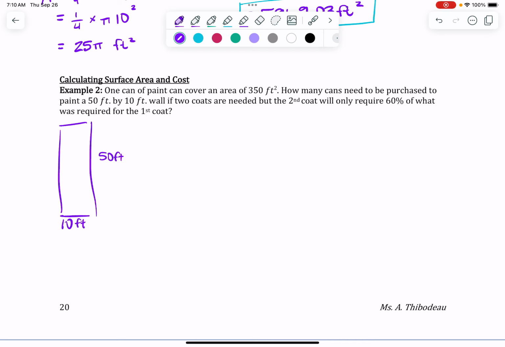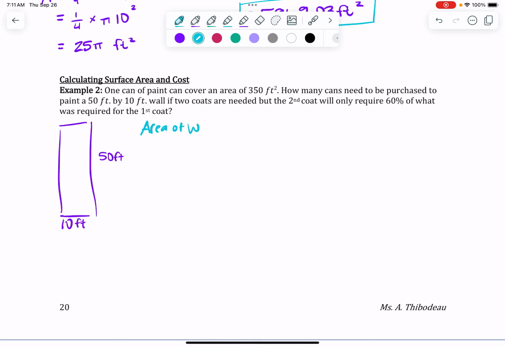And I want to do 2 coats, but the second coat will only require 60% of what is required for the first coat. So this question really is just there to get us to practice calculating extra. As we go through this, hopefully you're thinking of a couple of different steps. Hopefully you're thinking, okay, I need to find the area of the wall. I need to figure out how many cans of paint are required once I factor in that extra. And that's going to take me 2 steps. Figure out the extra, figure out the number of cans. So I have a total of 3 steps here, and we're going to jump right into it.